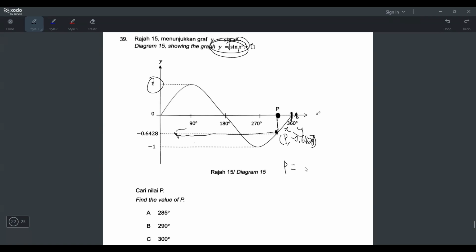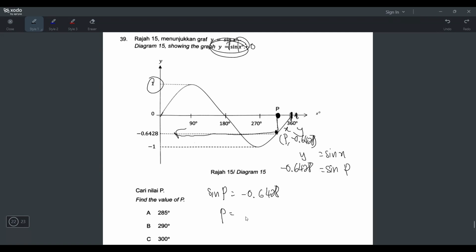Y jadi P sama dengan sin x. And the x is, silap ganti. The y is negative 0.6428. Right? Because it's like this, y equals sin x, right? Okay, so the y is this, and then sin x is sin p lah, right? Okay, kenapa kita boleh ganti macam ni? Sebab dia ada passes through. Sebab this point, dia ada passes through the sine curve. So bila dia ada passes through the sine graph, maksudnya kita boleh terus ganti dalam equation. Kalau ada passes through, memang boleh terus ganti masuk macam tu. Okay, sin p equals negative 0.6428.